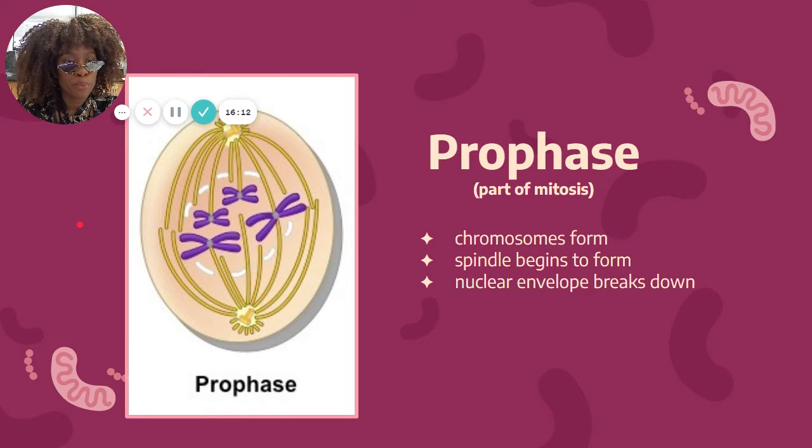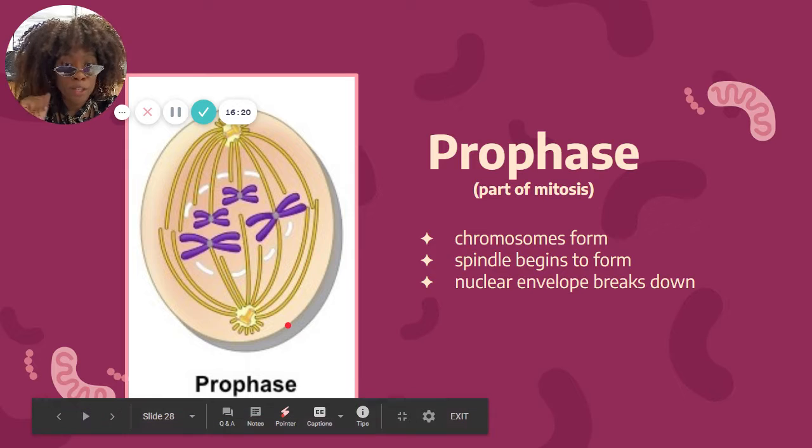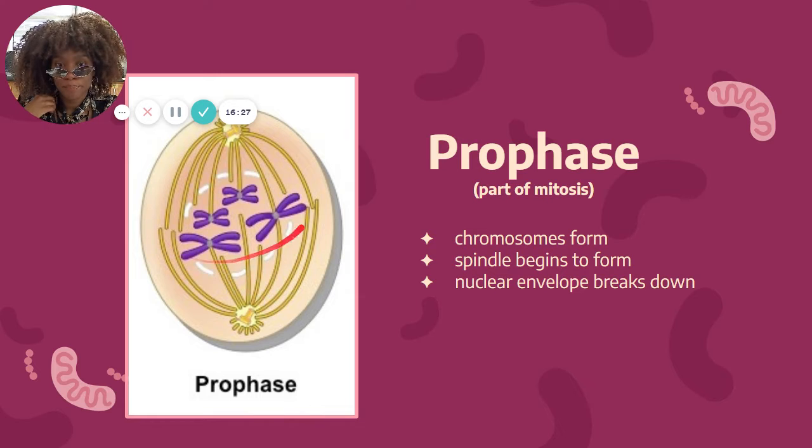So we have prophase. Prophase is a part of mitosis in which the chromosomes form, the spindles begin to form, and the nuclear envelope, aka what is surrounding the chromosomes, is going to begin to break down. It's going to disintegrate. Okay, prophase. The first part of PMAT is prophase.